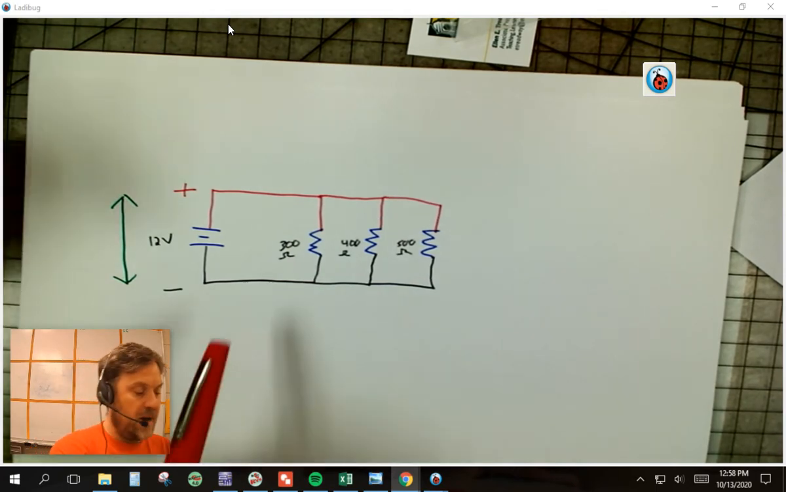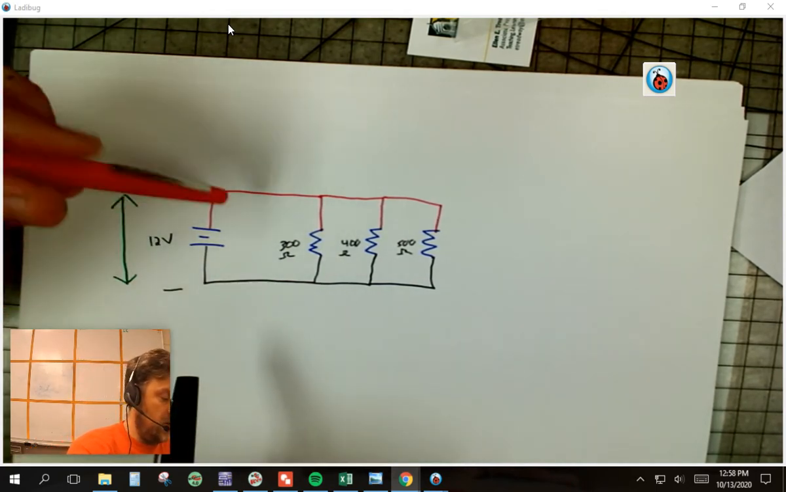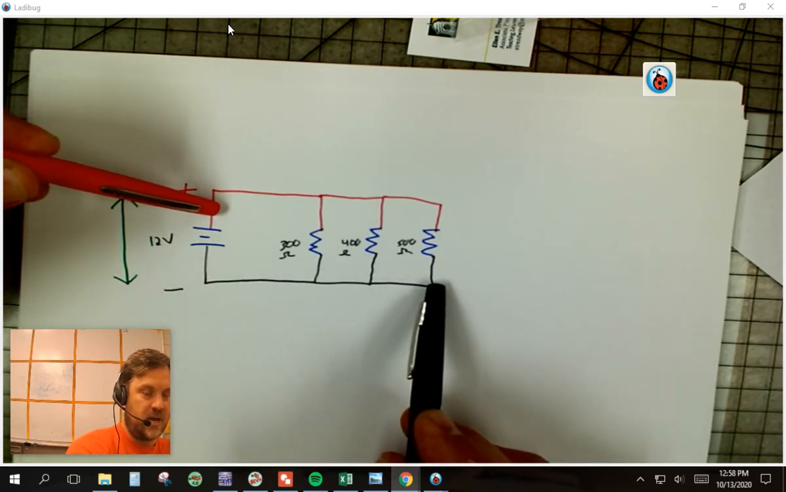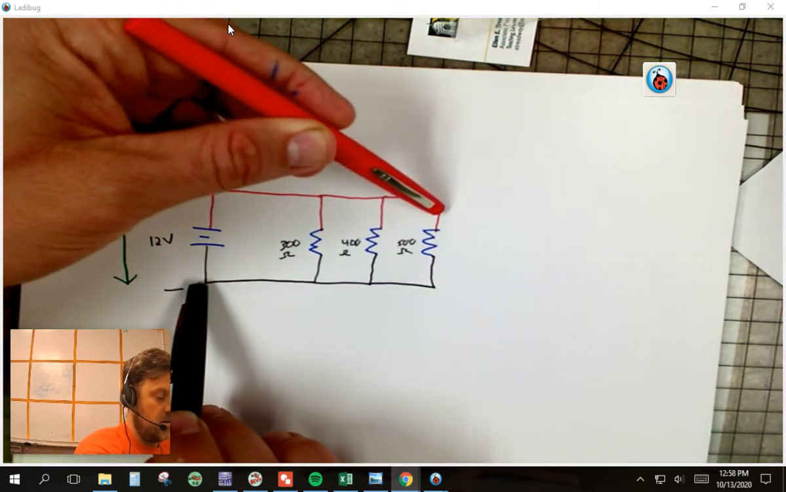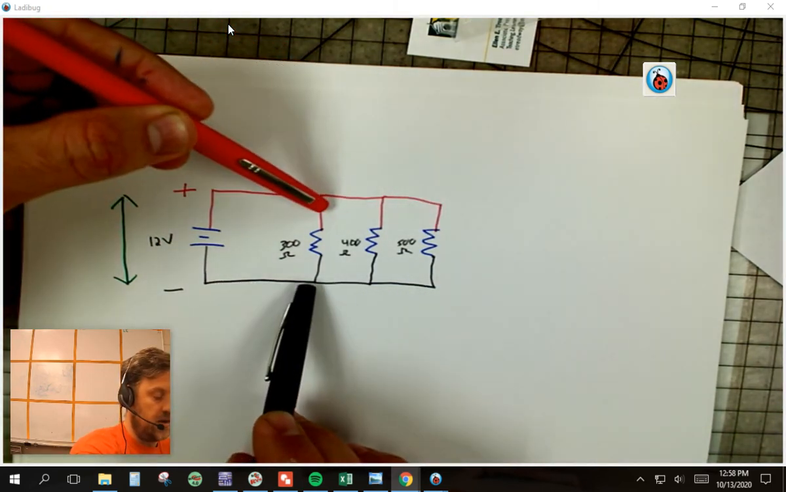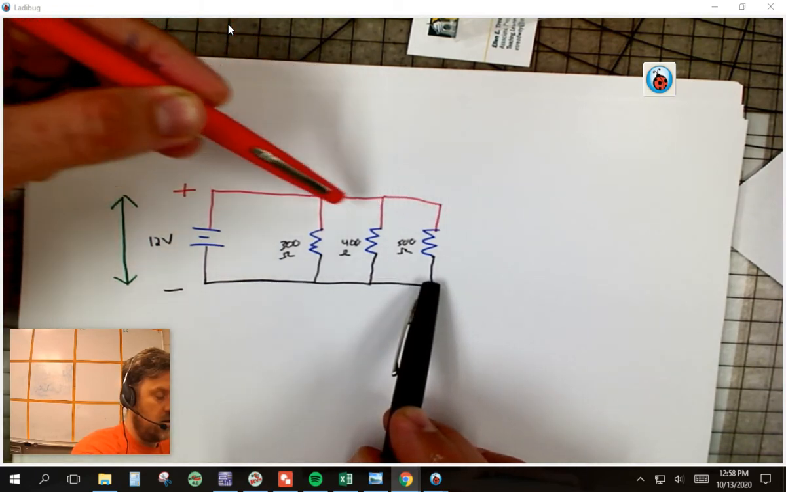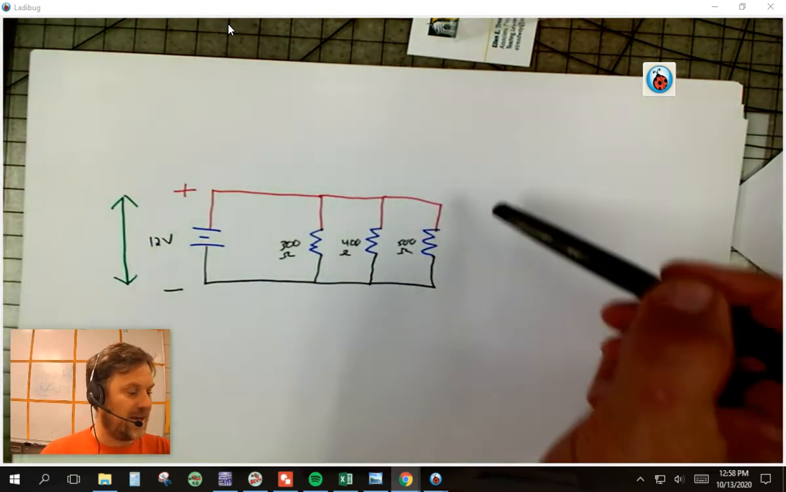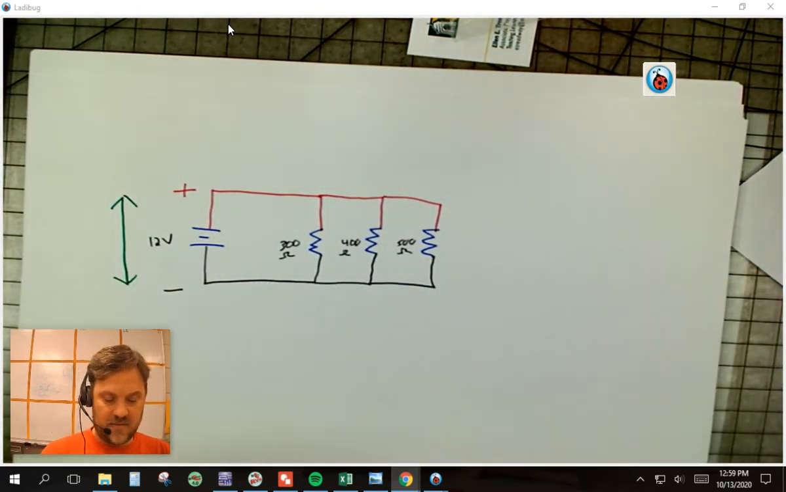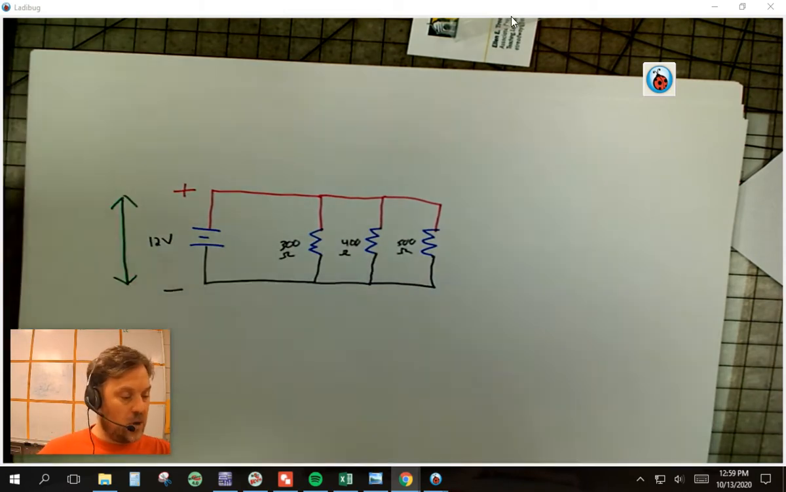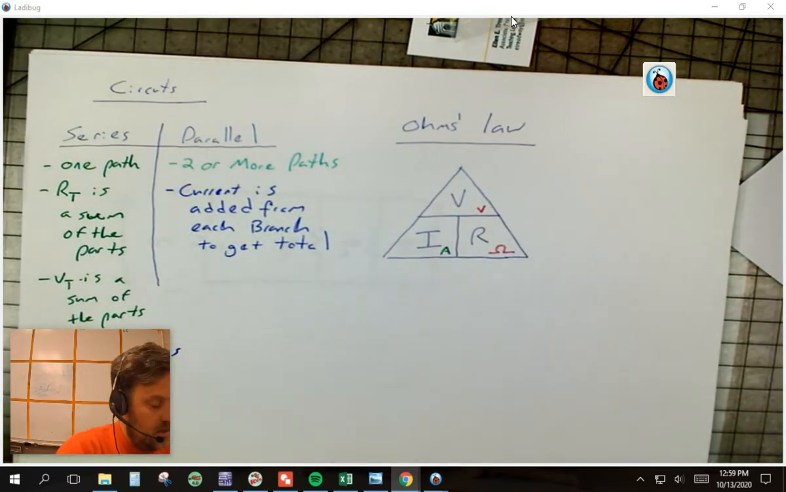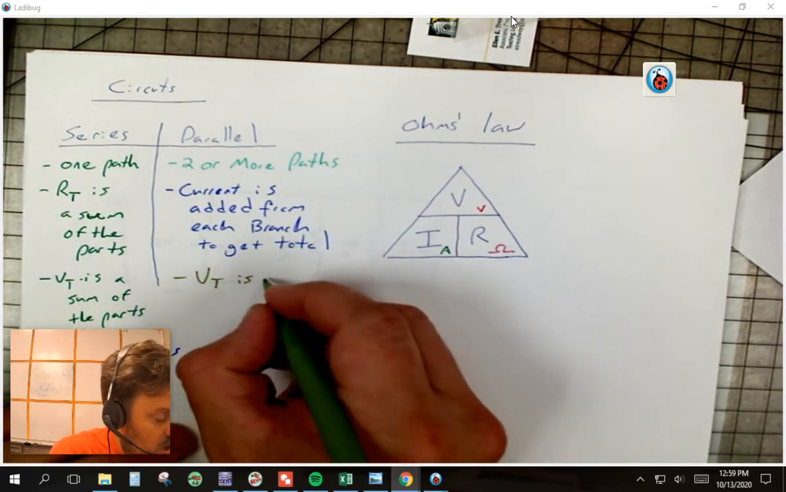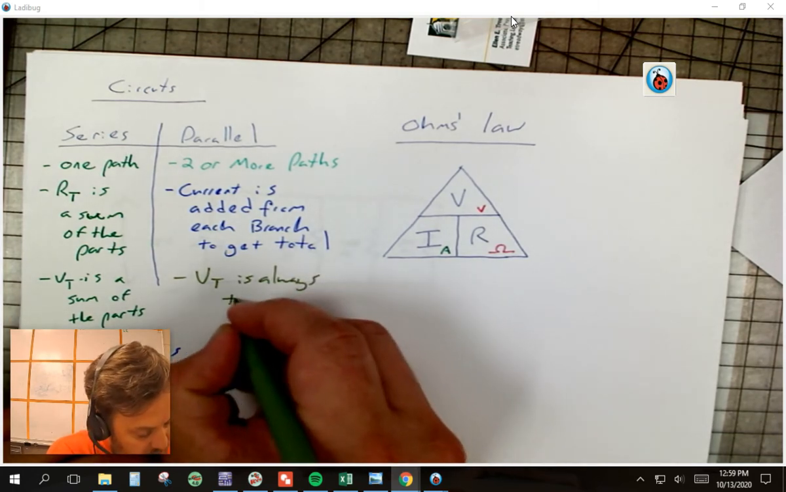So if I'm measuring positive and negative, and I put a meter here and a meter here, because look, all this wire is all connected, I could measure it here, I could measure it there, and still get the same reading. I could measure it there, there, there, there. It doesn't matter. It's like 2 sides of a coin, like a heads and a tails, a positive and a negative. So what we know about voltage in a parallel circuit is that our voltage total is always the same.